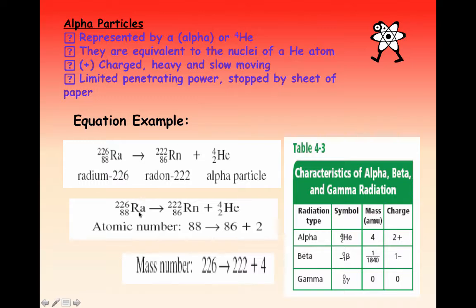So here's an example, radon. Radon has 88 protons and 226 protons and neutrons. So when it gives off an alpha particle, it's going to give off those 2 protons and a total of 4 protons and neutrons together.